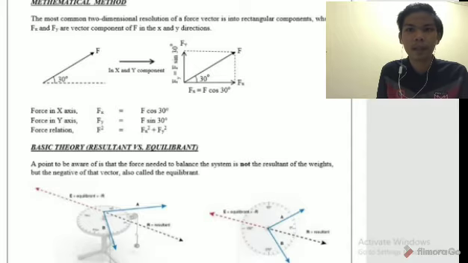Sebentar tadi Fatin telah menerangkan tentang objektif dan introduction untuk eksperimen ini. Dan saya akan terangkan lagi lebih lanjut tentang mathematical method untuk eksperimen ini.